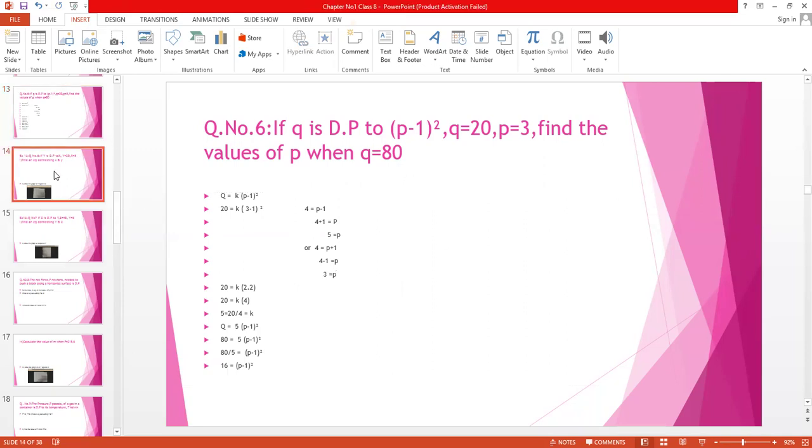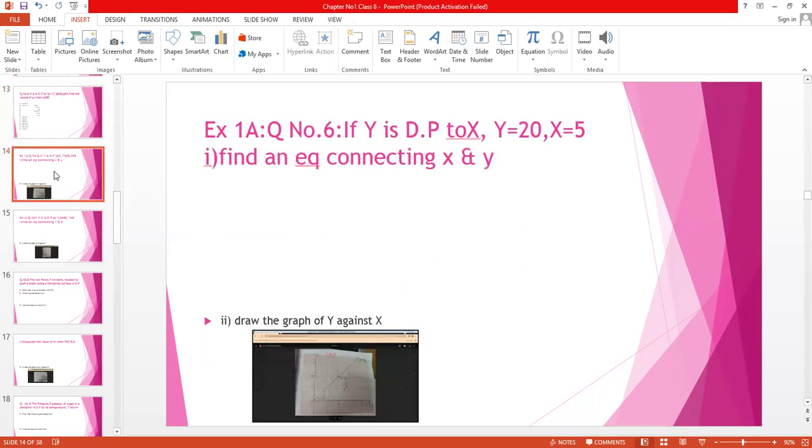Now we move towards the next question. That is exercise 1A, question number 6. If y is directly proportional to x and the values of y and x are given, find an equation connecting x and y. It's again very much easier.